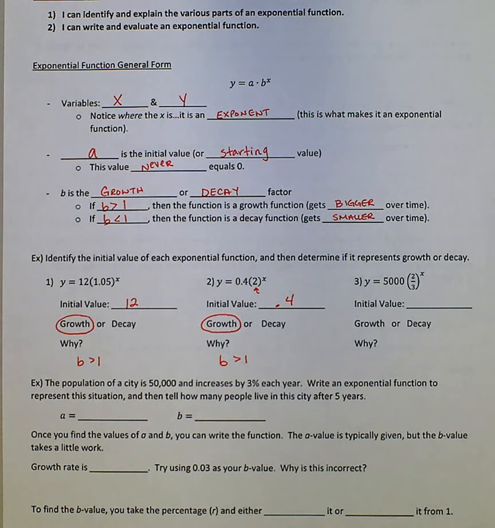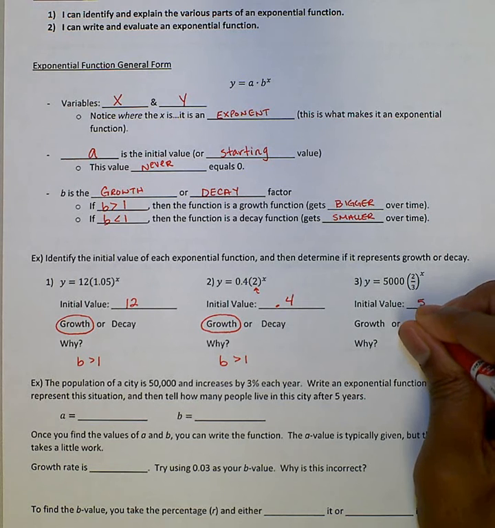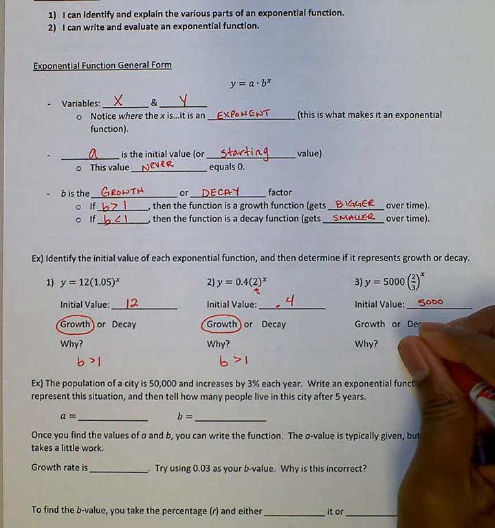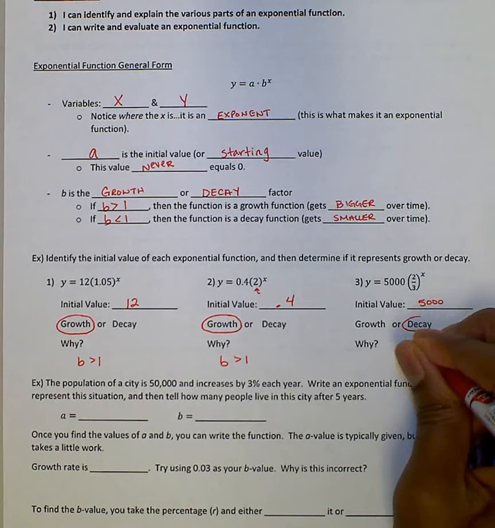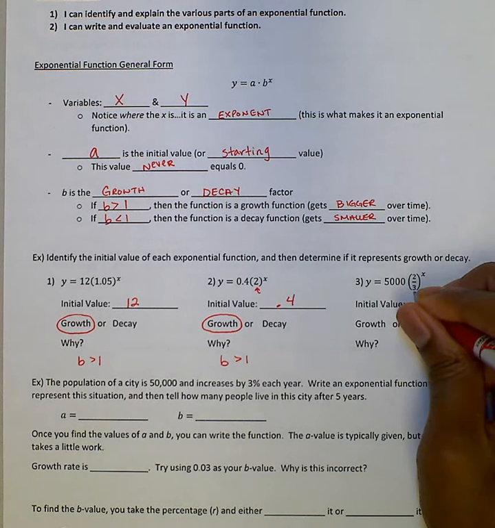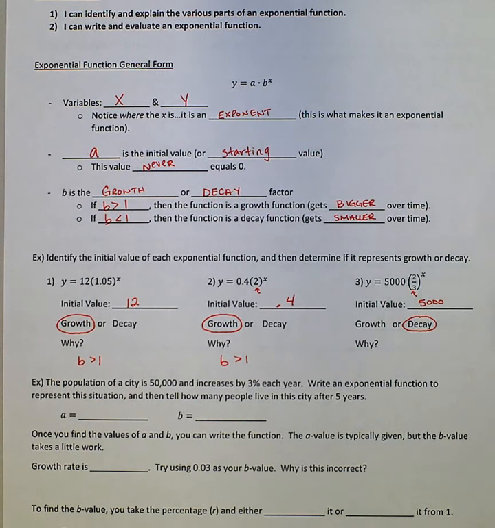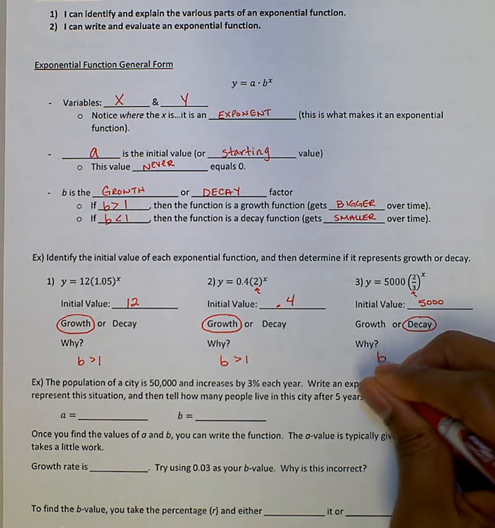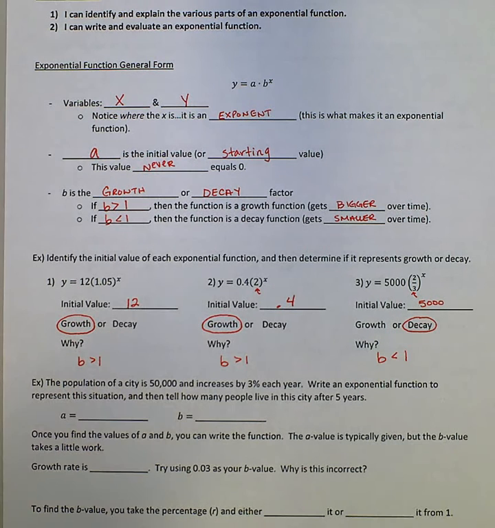Number 3. Initial value, 5,000. Is this a growth or decay? This is decay. Why? Well, b here is 2 over 3, or 0.66 repeating. That means b is less than 1. And so the b value tells you whether it's a growth or decay function.